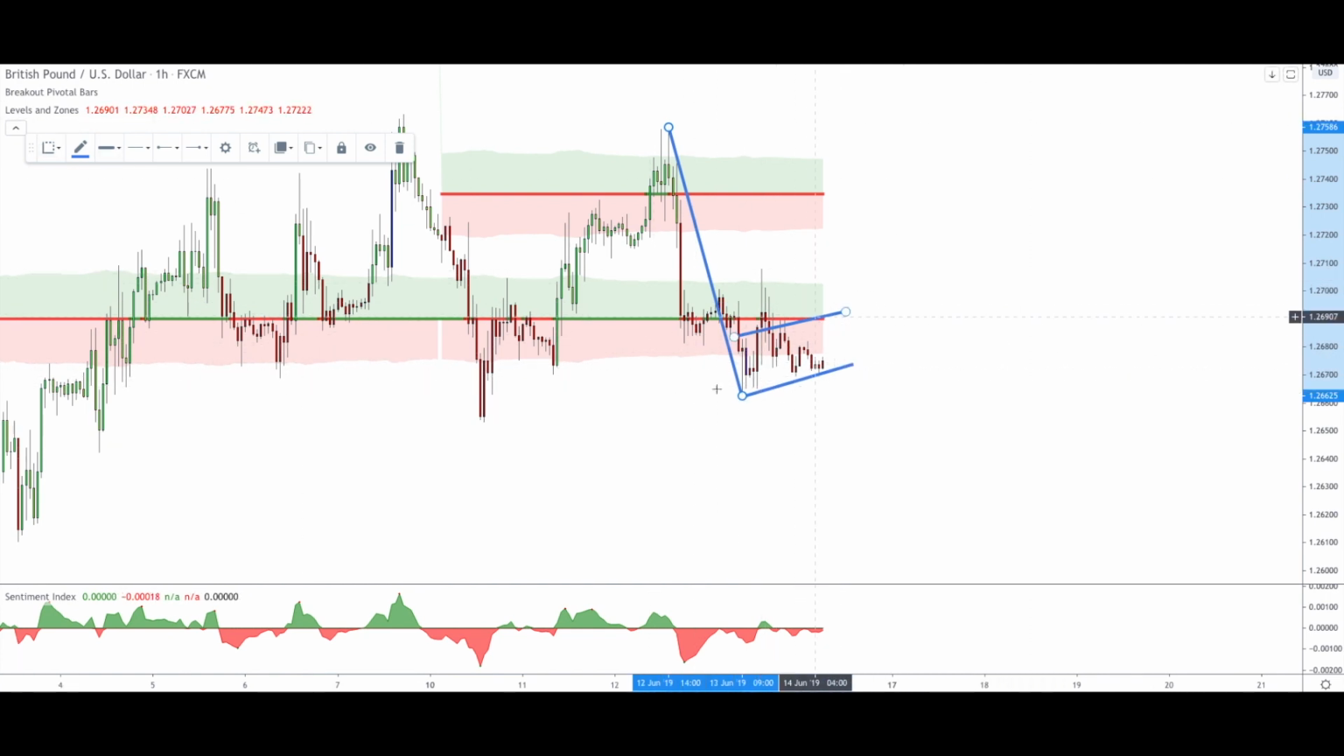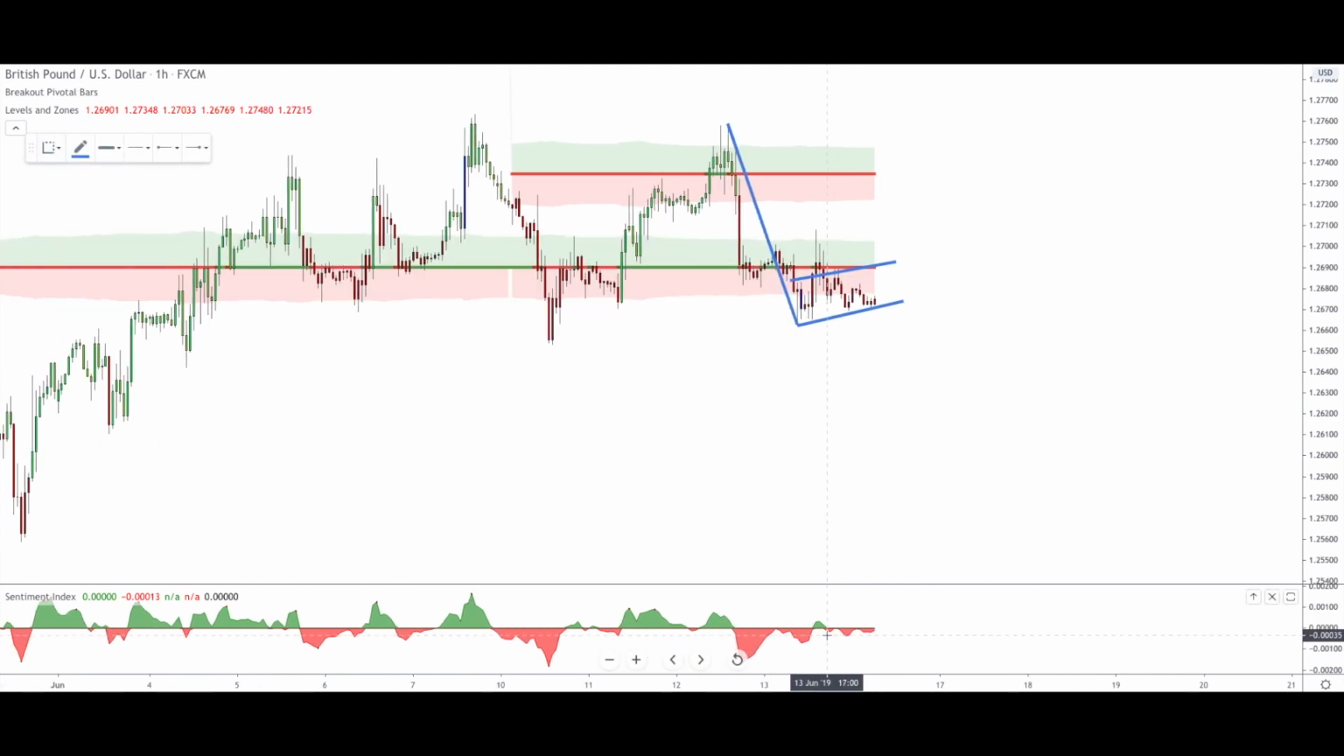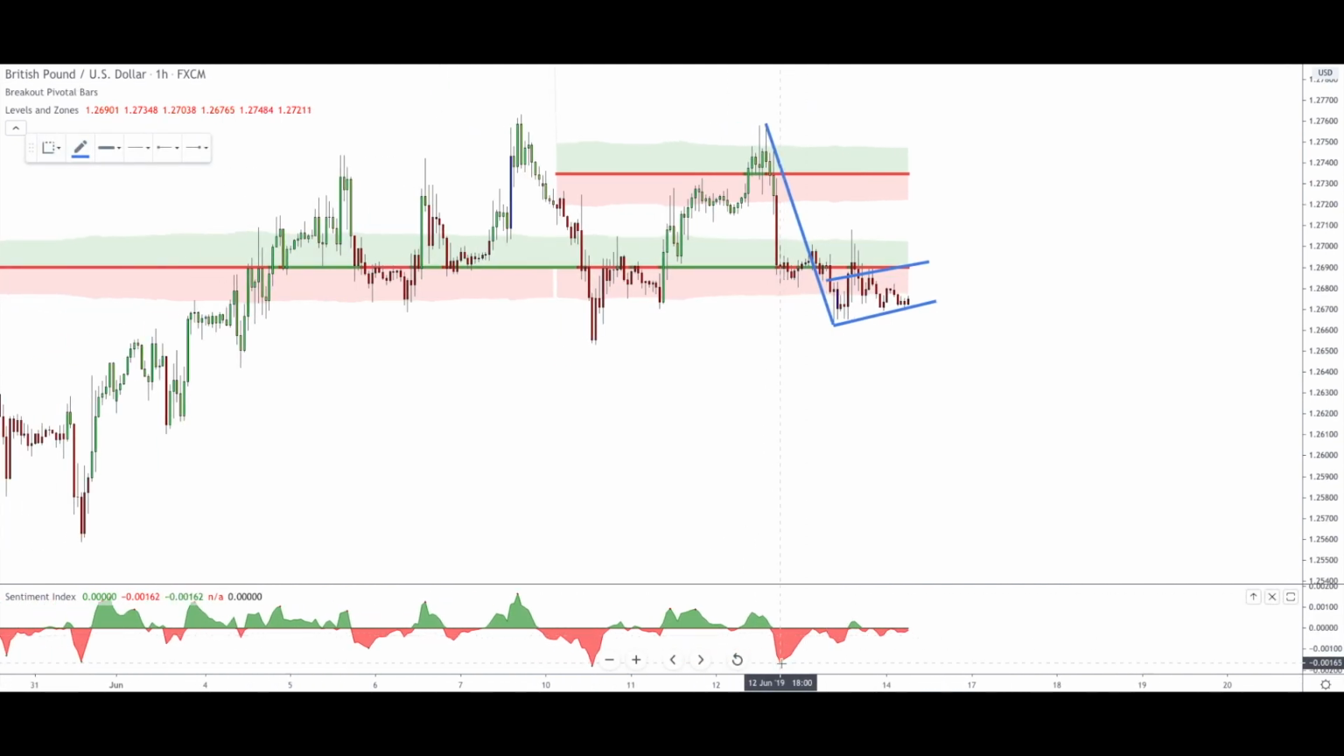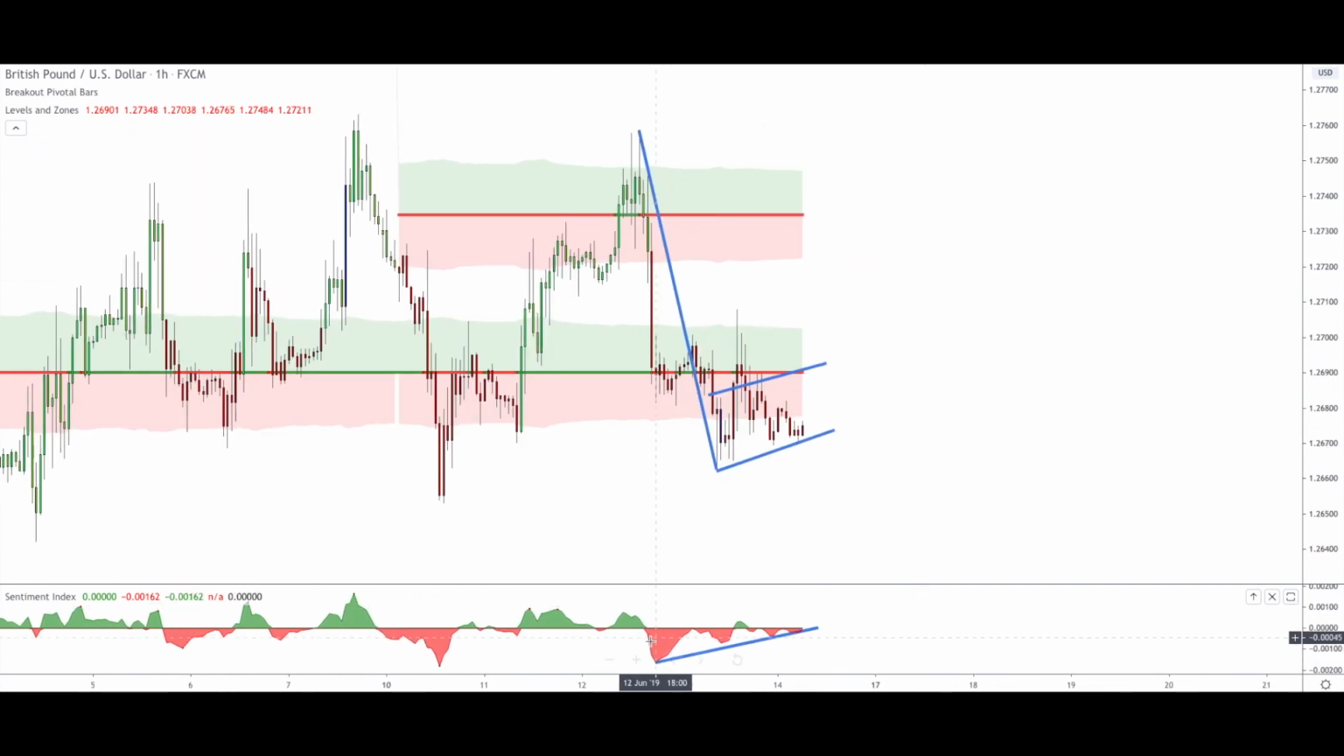This is the typical setup that we look at when we use the breakout pivotal bars and the sentiment index. So we want to have an impulse and a consolidation. Then what I see here is that the sentiment index down here is getting pushed towards the zero line, okay? You see, it's increasing, but the bearish sentiment index is decreasing. It's losing its strength, okay?